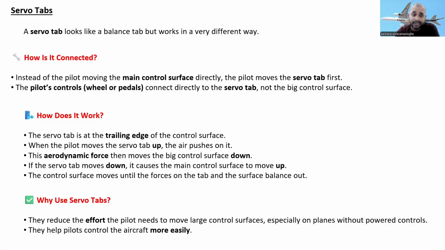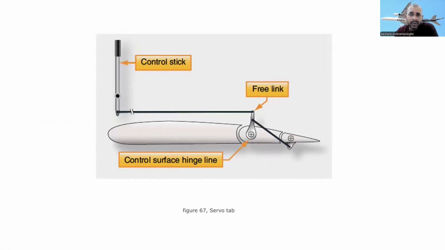They reduce the effort the pilot needs to move the large control surface. Now the pilot needs to move only the servo tab, not the big control surface. So the pilot effort is less, especially on planes without powered controls, and they help the pilot control the aircraft more easily. You can see the servo tab here and the pilot's control stick.